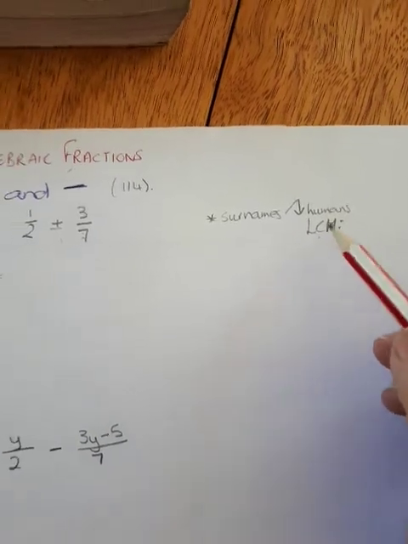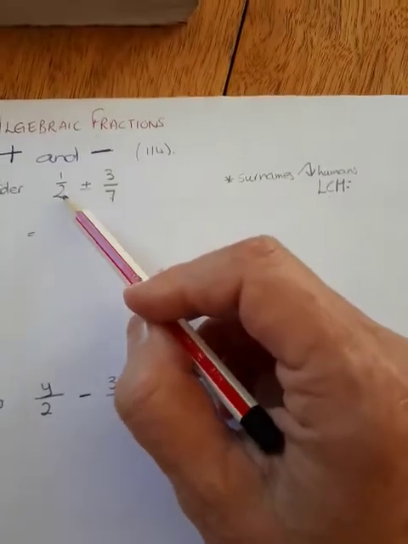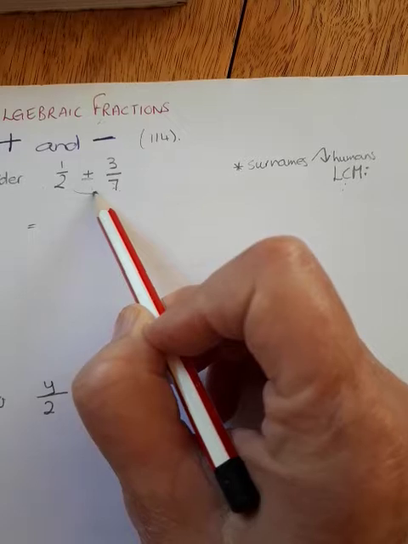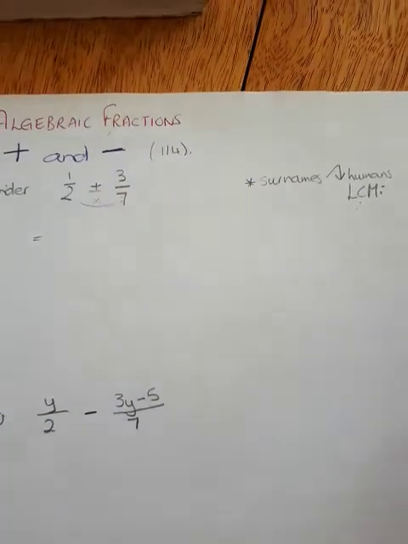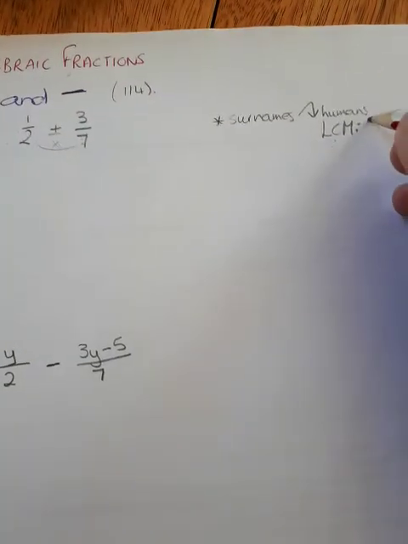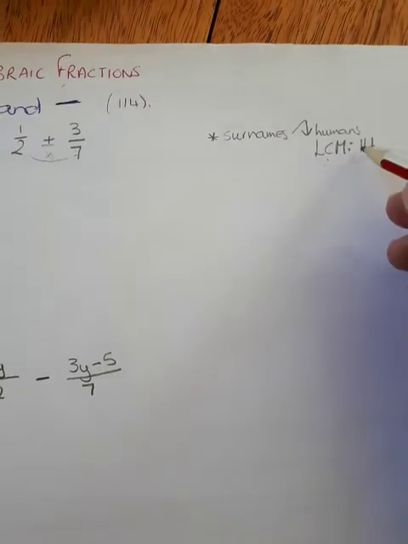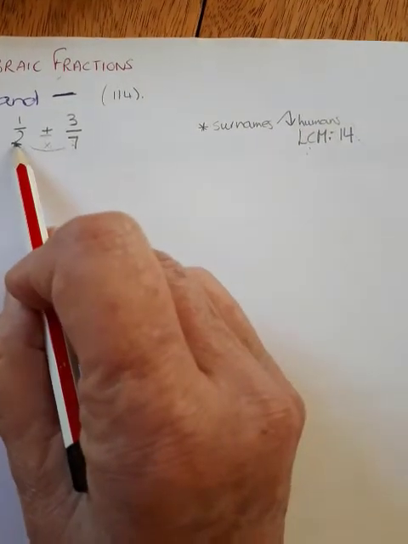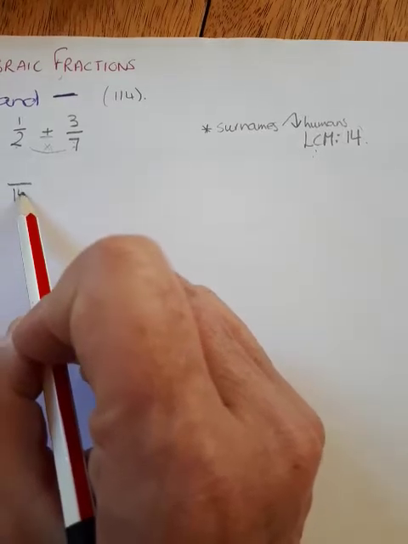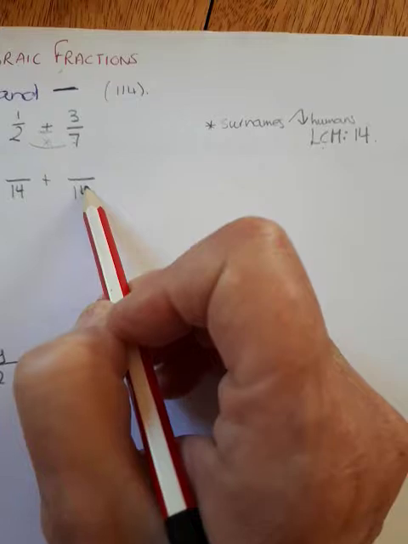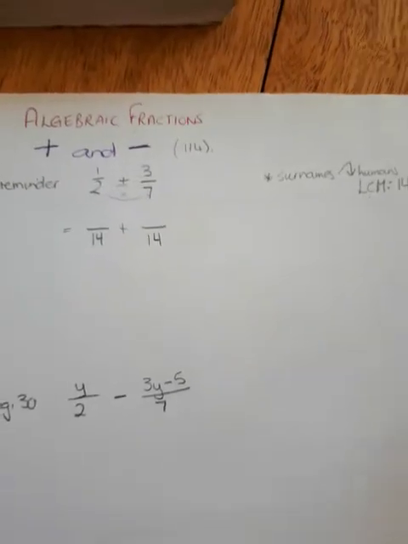All right, so when we look at the lowest common multiple of 2 and 7, remember it is actually quite easy to find the lowest common multiple because usually we just simply multiply the denominators. So 2 times 7 is 14. So my lowest common multiple is 14, okay? And what I need to do is change my 2 to 14 and change my 7 to 14. Okay, so how do we do that?